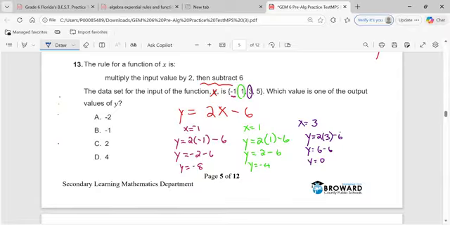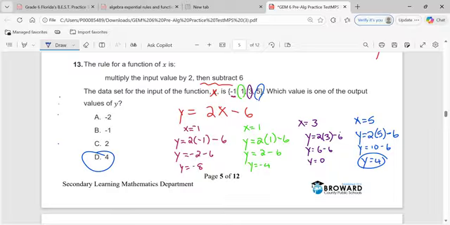But let's figure out when x is equal to 5. When x is equal to 5, then y is equal to 2 times 5 minus 6. Y is equal to 10 minus 6. Y is 4 then. That is it. That's an answer. So, of all of those, that output is what would work.